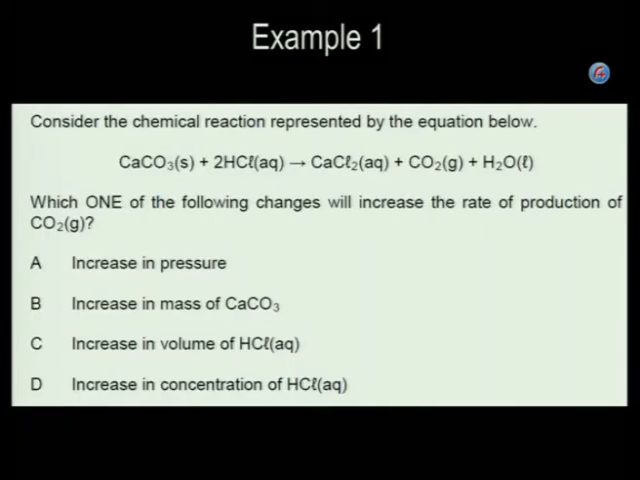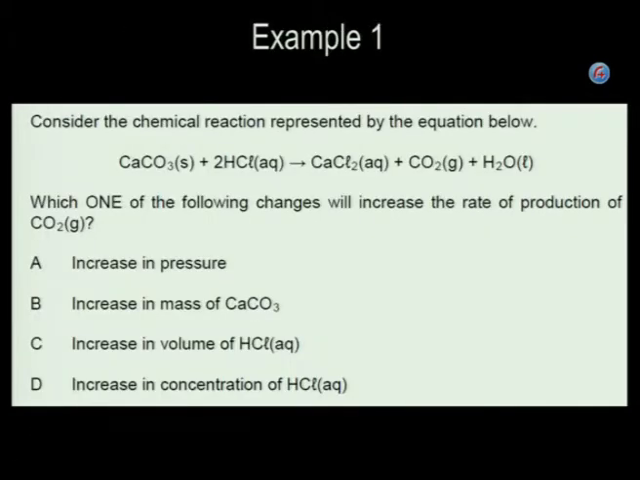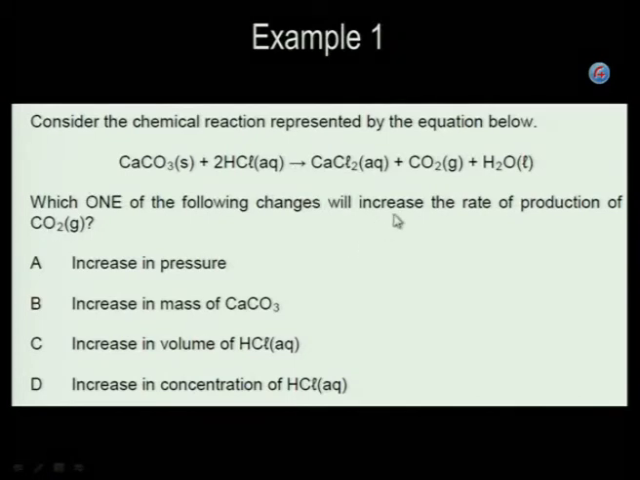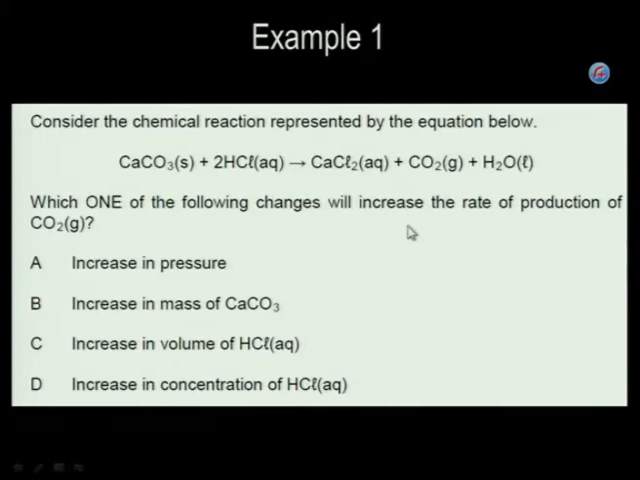So, example 1. Consider the chemical reaction represented by the equation below. Which one of the following changes will increase the rate of production of CO2? That is another way of saying which one of the following changes will increase the reaction rate, because the rate of production of CO2, which is a product, is the reaction rate. So let's go through them one by one.